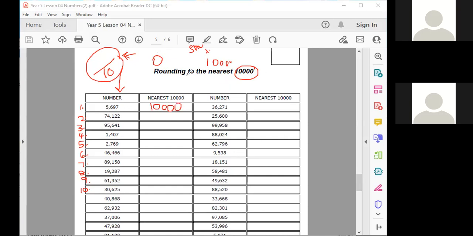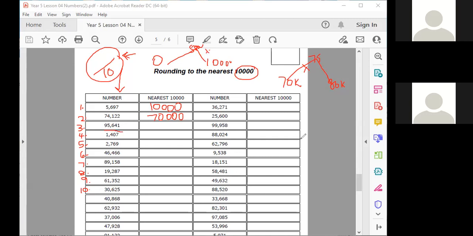74,000. So 10,000 means it's either at 70,000 or 80,000. And since it's 74, it's less than 75. So it's somewhere here. So it will round down to 70,000. Got it? These are the imaginary hills already.